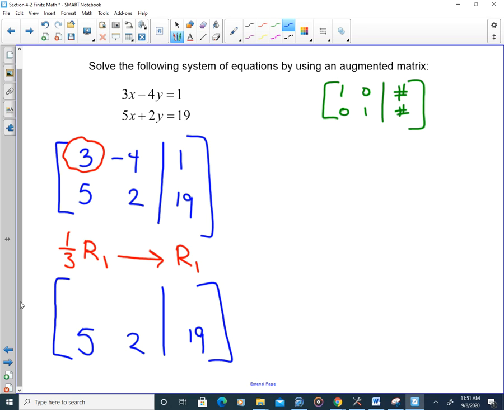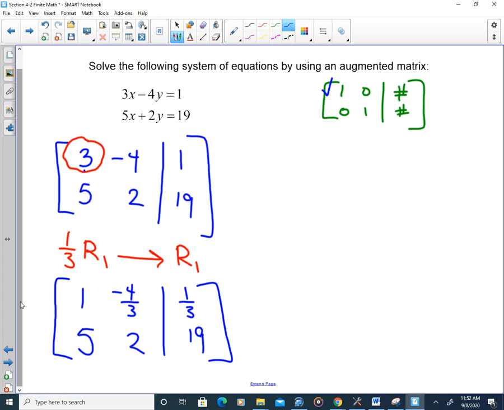Now, I'm going to take 1/3 times all the elements in row 1. So 1/3 times 3 is 1. 1/3 times -4 is -4/3. Just leave it as a fraction. 1/3 times 1 is 1/3. Now, I got a 1 here.